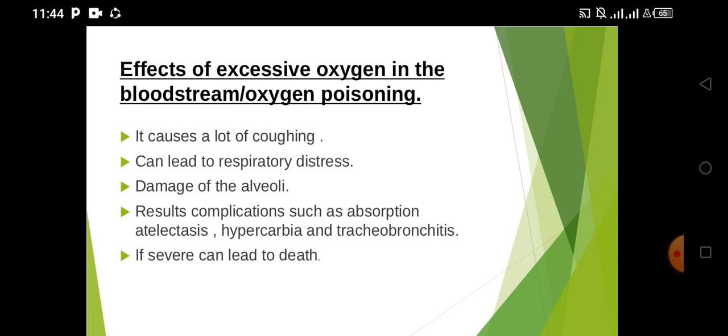Lastly, going on to the effects of excessive oxygen in the bloodstream, or oxygen poisoning. It causes a lot of coughing. It can lead to respiratory distress. Oxygen poisoning damages the alveoli. It results in complications such as absorption atelectasis, hypercarbia, and tracheobronchitis. If severe, excessive oxygen in the bloodstream can lead to death.